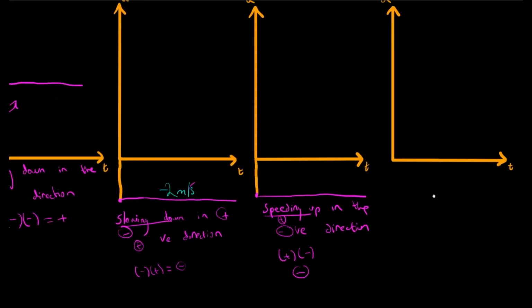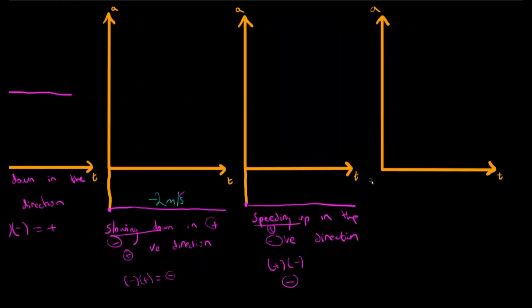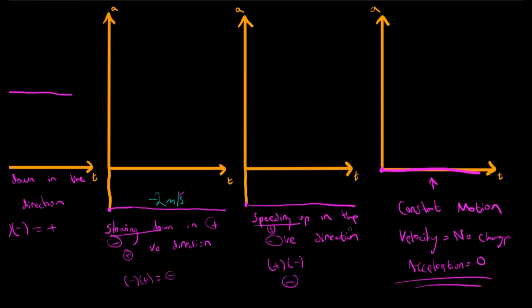Now for the final graph, it's going to be a constant. For the final graph, it's going to be a constant motion graph where the acceleration isn't changing at all. And when the acceleration isn't changing at all, then it's going to be a horizontal line at the 0. So constant motion. So remember, when the velocity is not changing, no change, this acceleration will be equal to 0. And that will be it for the acceleration time graphs.